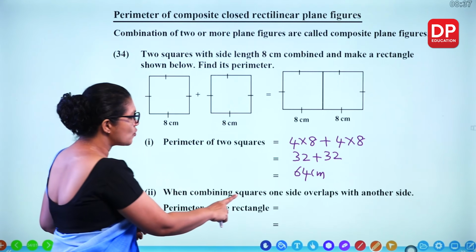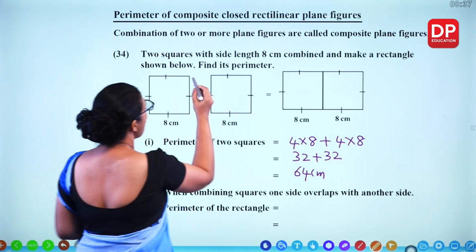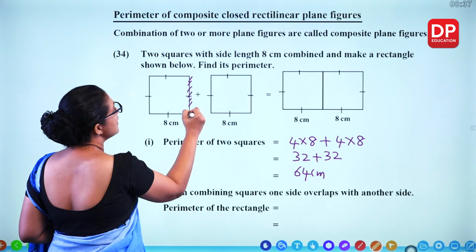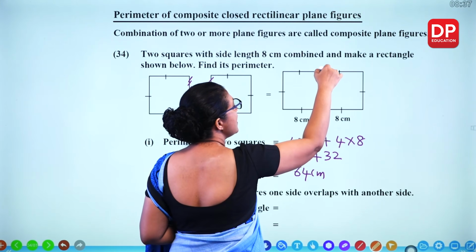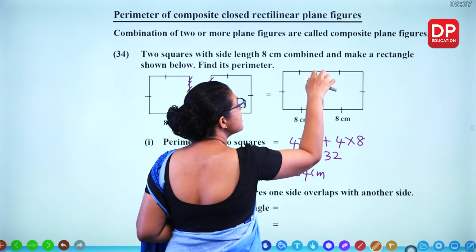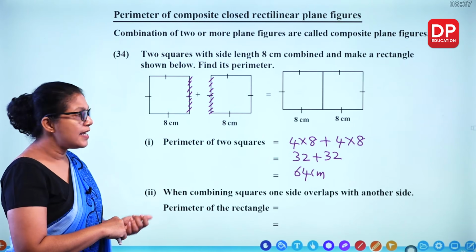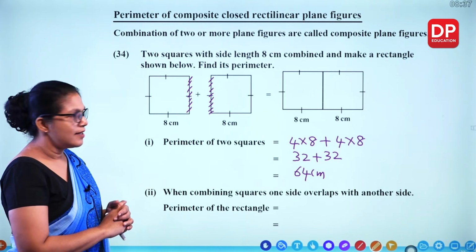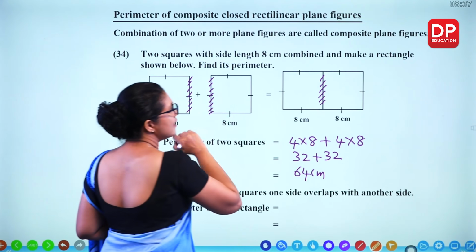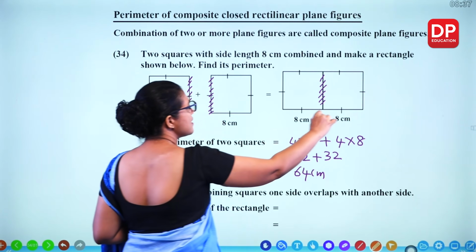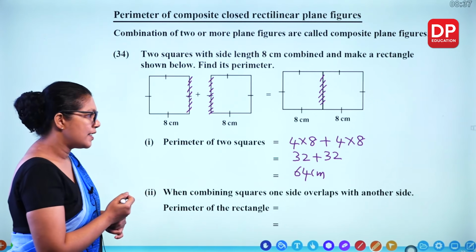When combining squares, one side overlaps with another side. What happens? This side and this side overlaps and it's the inside length of the rectangle. Now, if you want the perimeter of the new figure, you can't take this length. So, outer length means this one. So when combining squares, one side overlaps with another side.